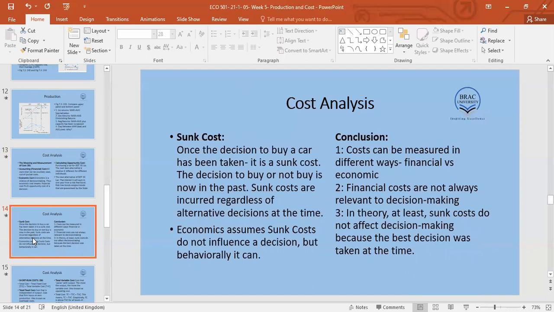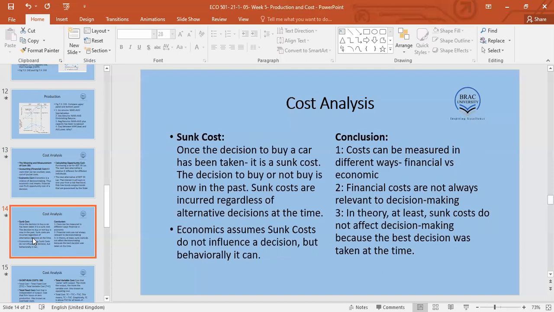Finally, we come to the concept of sunk costs. Now, once the decision has been made to buy the car, okay, the money is gone. The philosophical implication of this was that the sunk costs we do not consider in decision making because they have been taken in the past. Okay, so we omit the sunk costs. Now, economics assumes sunk costs do not influence the decision, but behaviorally it can. We have also discussed this in the previous weeks.